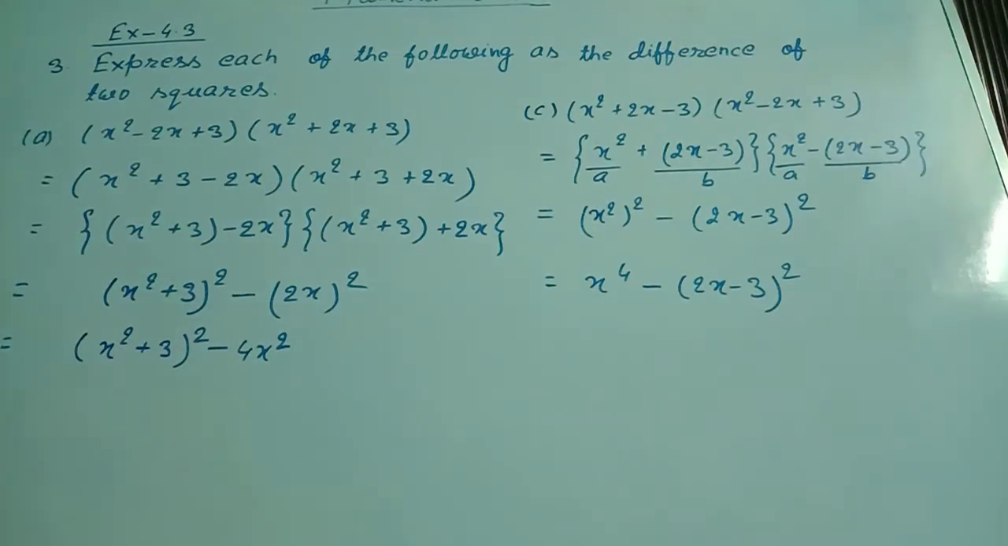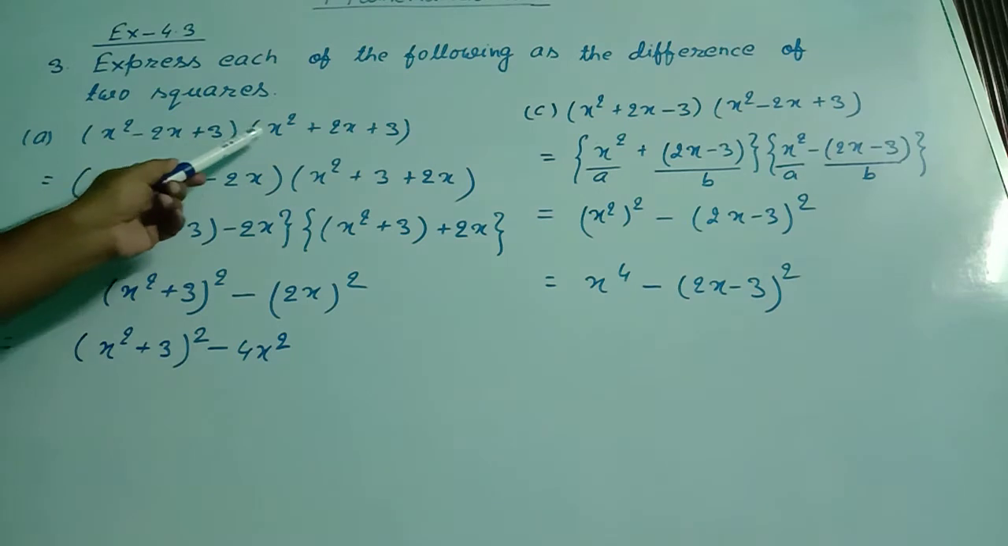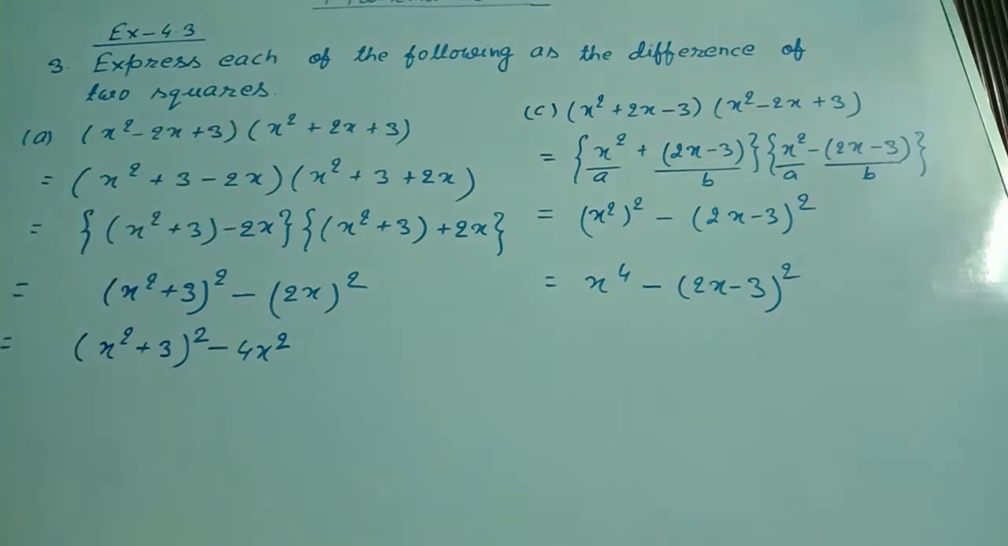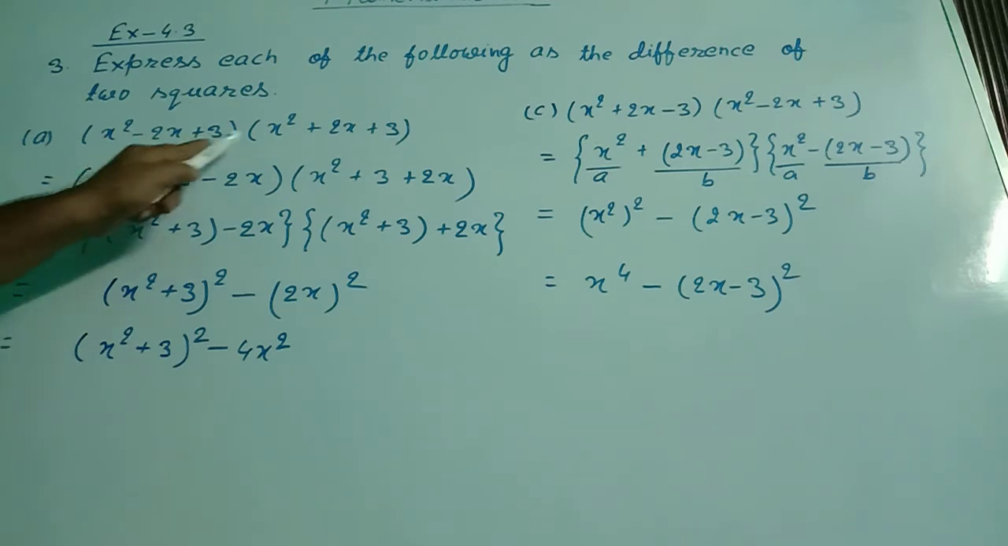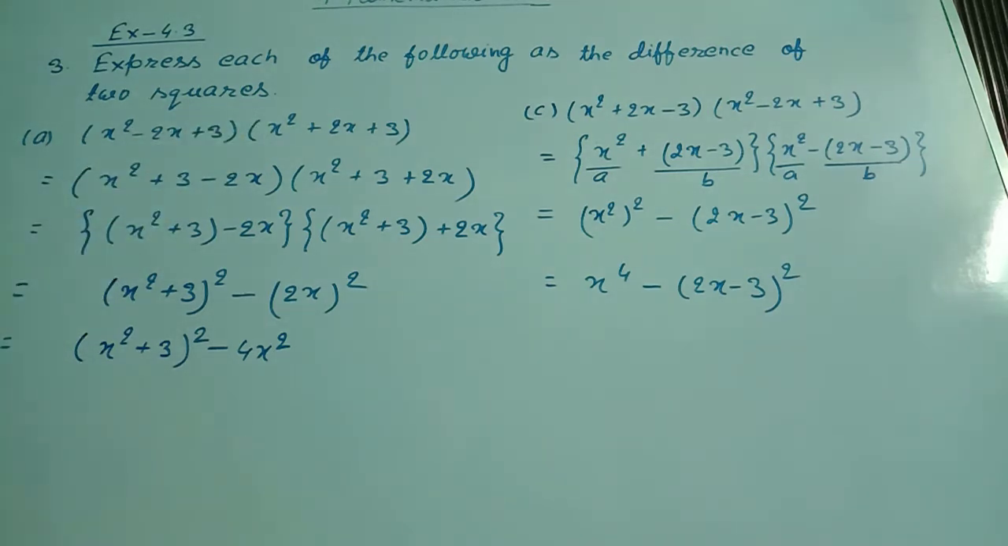In question number 3, express each of the following as the difference of two squares. The expression is (x² − 2x + 3)(x² + 2x + 3). We have to write this as the difference of two squares, meaning in the form of a² − b². This expression should be written in the form of a² − b².